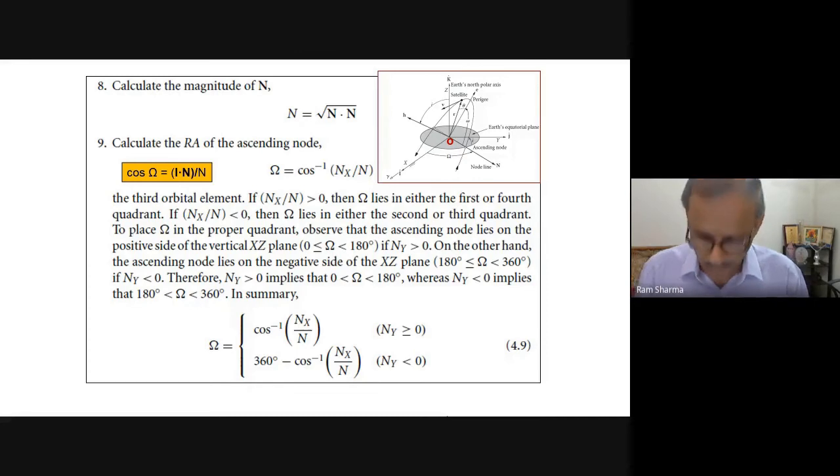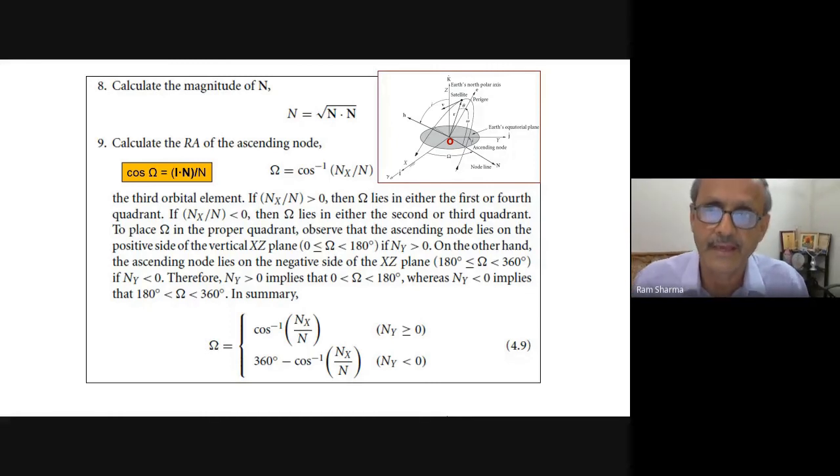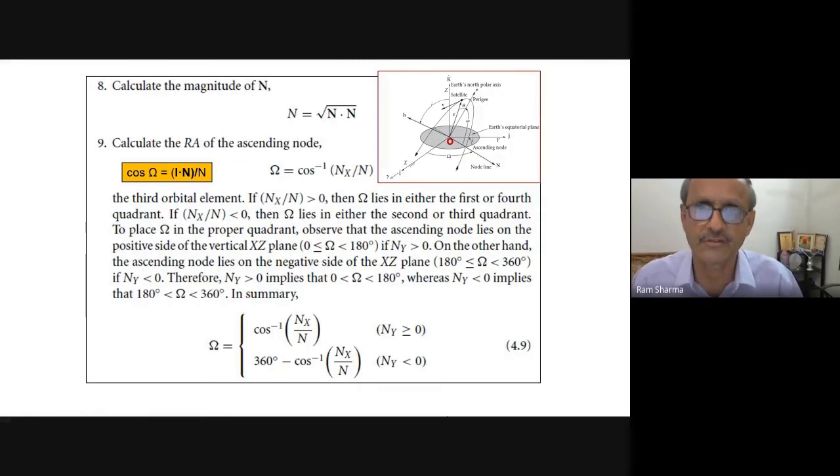And nx will give you another idea. By seeing the components nx and ny, if nx is positive, you are in the first quadrant or fourth quadrant, because cos positive is in the first quadrant or fourth quadrant. So with these two, you can find out the unique quadrant from the sign of nx and ny. So your capital omega again depends upon that.